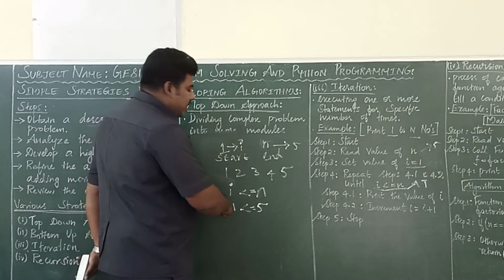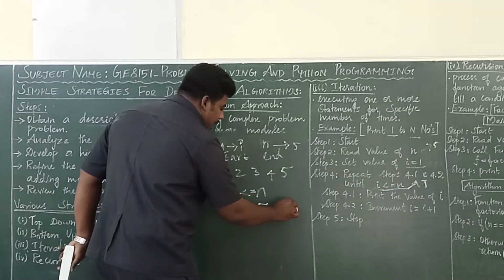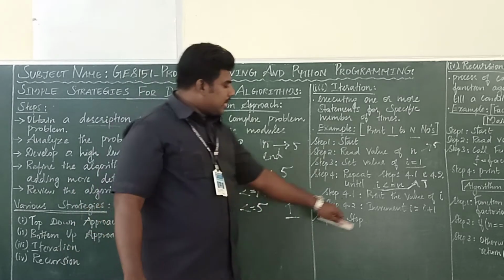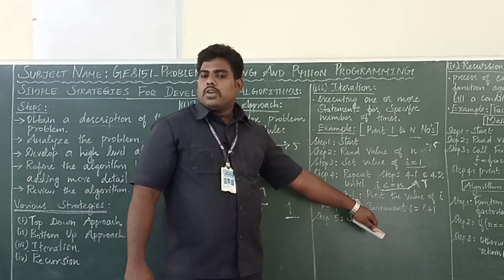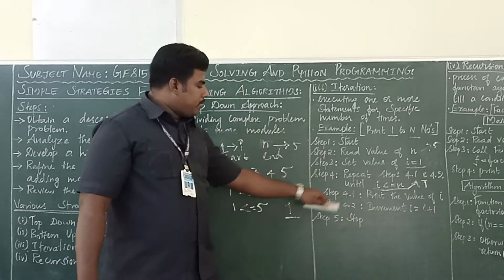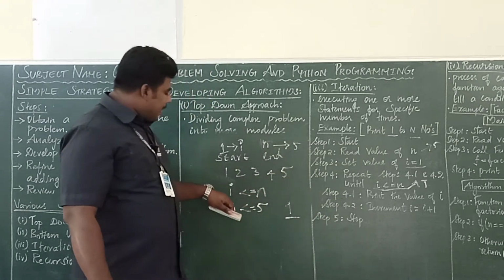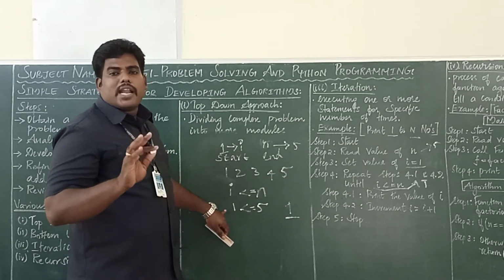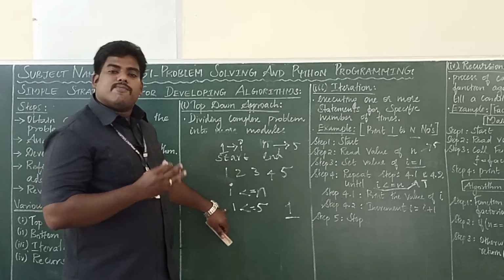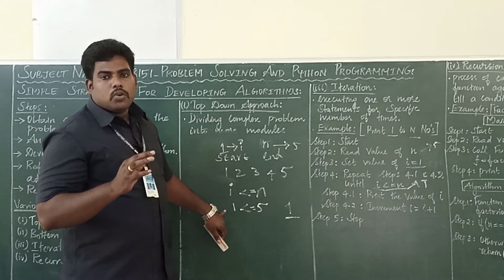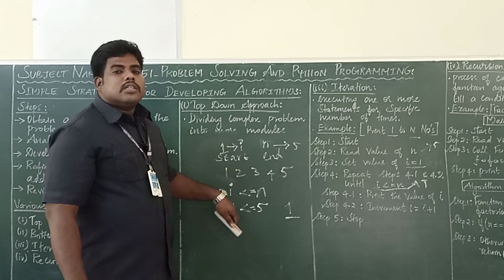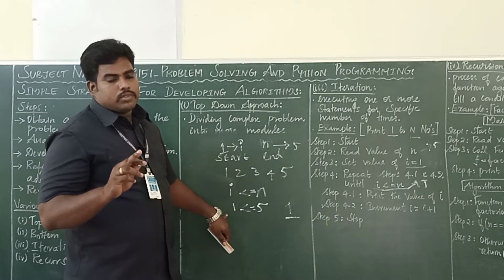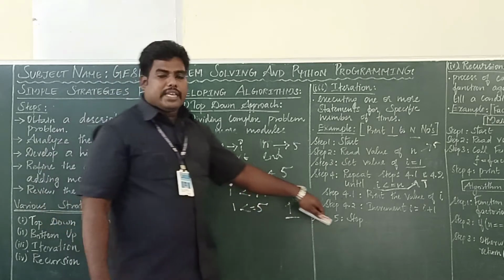What's the value of I here? I equal to 1. So I am printing 1. Got it? What's the next step? Increment. Why am I using increment here? I want to make the I value 5. Otherwise your loop cannot be terminated. It is an infinite loop. I want to make the I value equal to 5 at one point of time. For that only we are using increment.